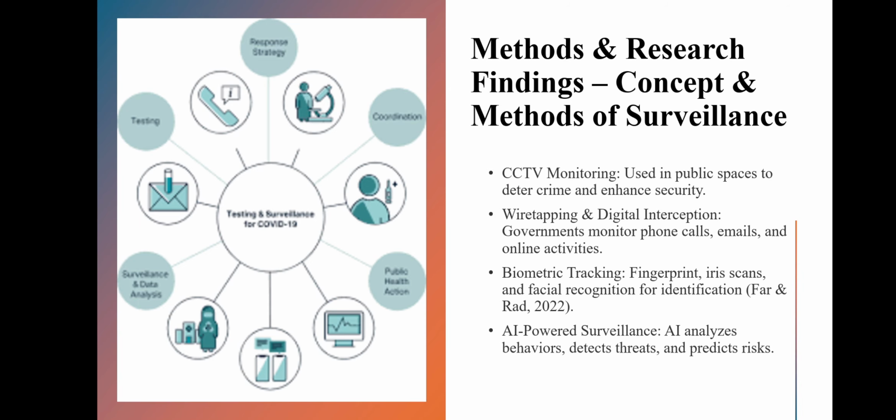Methods and research findings, concepts and methods of surveillance. There are so many methods of surveillance, as I already said earlier about CCTV. CCTV monitoring, wiretapping, digital interception: the government monitors phone calls, emails, and online activities of the general public. Biometric tracking: fingerprint, iris scans, facial recognition for identification. AI powered surveillance analyzes behavior, detects threats, and predicts risk.